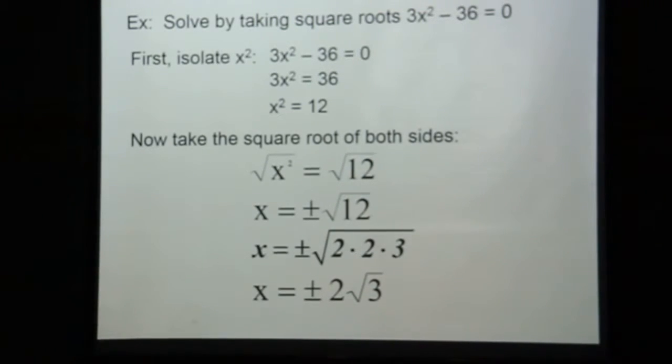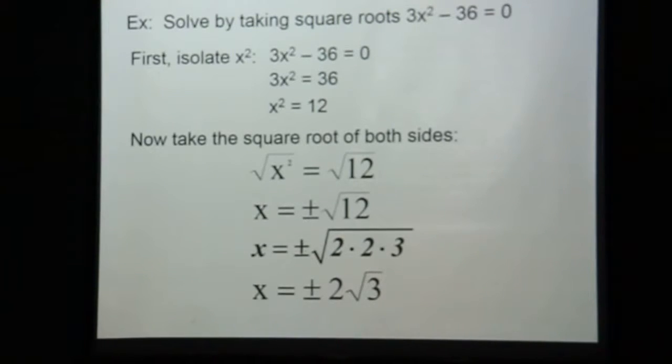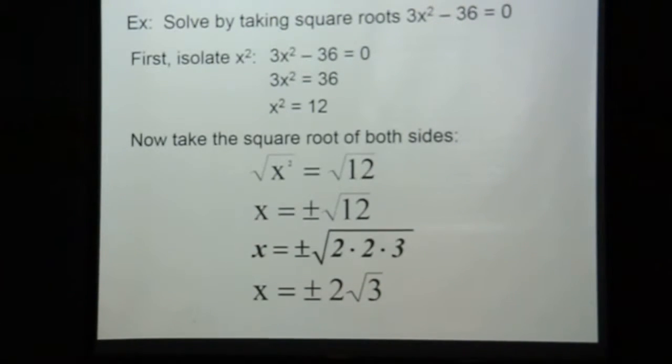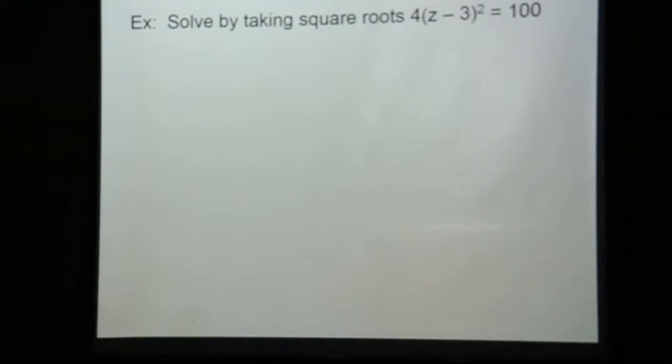So both answers work. Again, you're going to have two answers here because the discriminant of this problem is a positive number. And when the discriminant is positive, you've got two real solutions. If the discriminant is negative, you have two imaginary solutions. In this case, it's positive. So try this one. Take a second, pause the video, and let's work through this one.